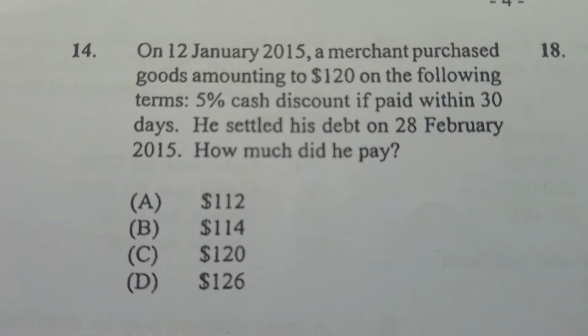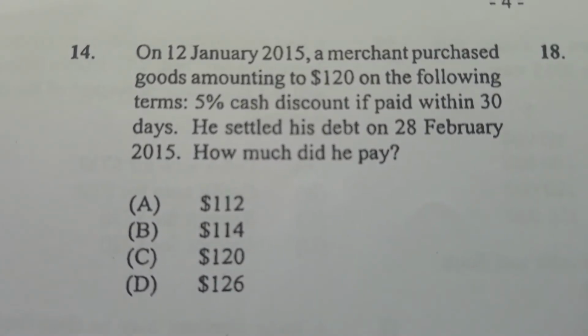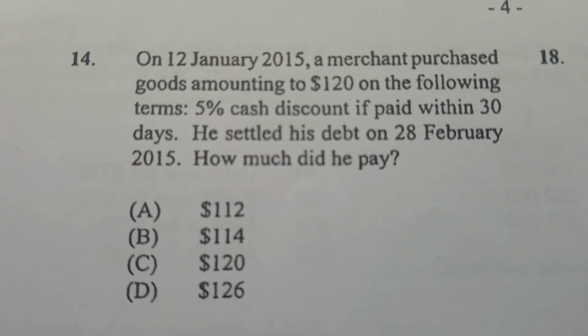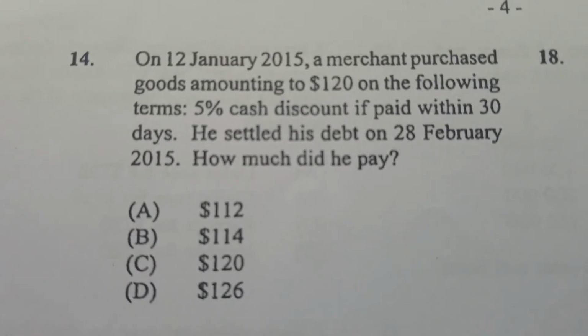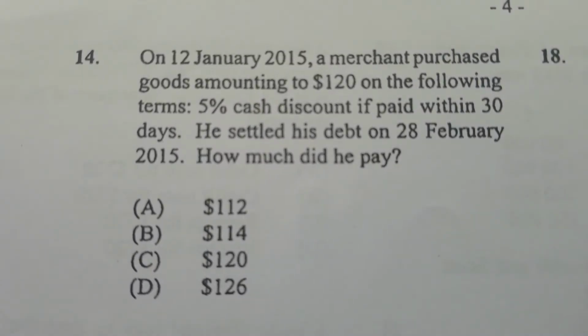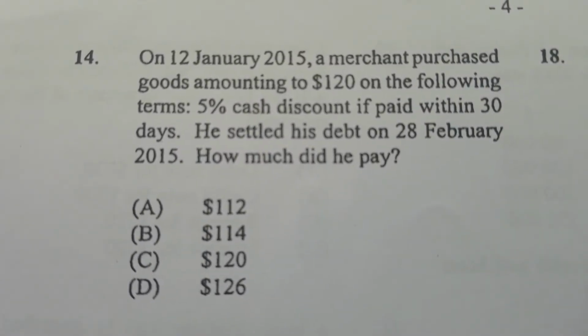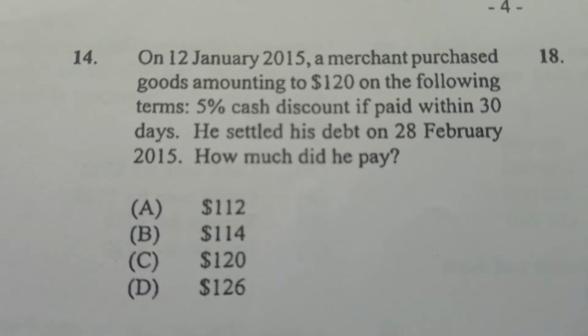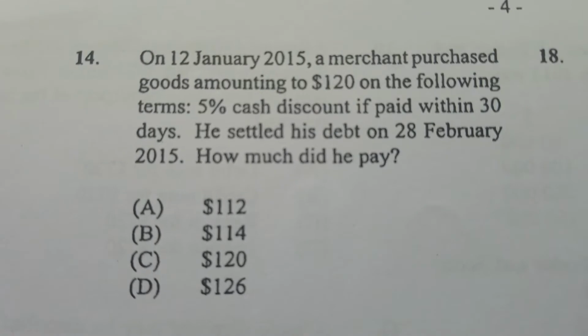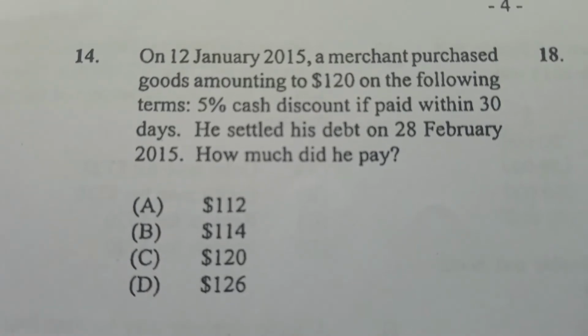When we calculate, from the 12th of January to the 28th of February, he would be paying it after the 30 days. And if he was paying it after the 30 days, then he will not obtain the 5% discount. So he will have to pay the full price of $1,120. That is C.